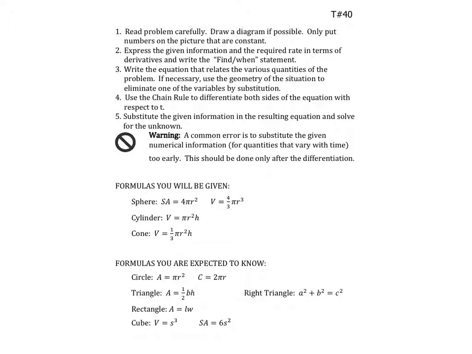I might add a couple stars here. Don't draw, only put numbers on the picture that are constant. That's a good one. Express the given information. You might want to put watch for negatives, because remember, you have to put those in. Okay. So good luck with that. Practice, because y'all, they get harder. You've got to practice tonight because they get much, much harder.